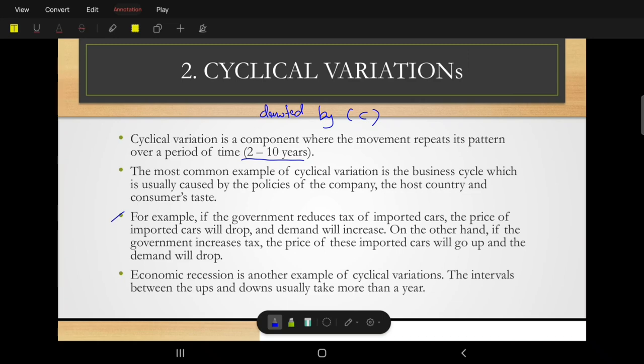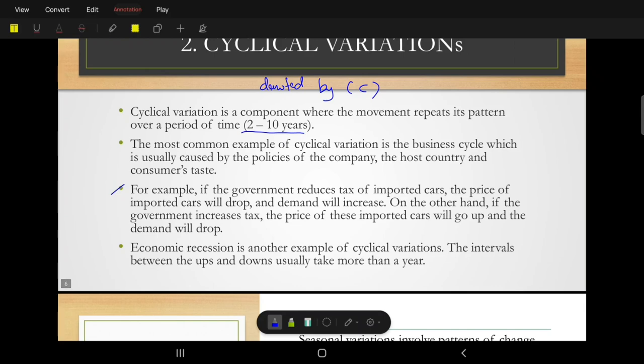Sebabkan harga kereta tu menurun, mesti ramai orang yang nak beli. If government increase tax, kalau harga tax tu meningkat, so harga kereta tu pun mesti meningkat juga. So the demand will drop. Orang tak mampu nak beli.